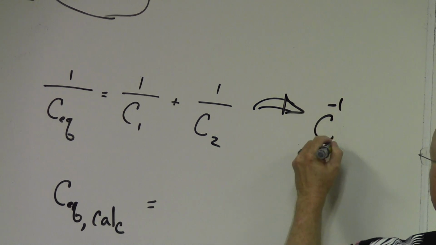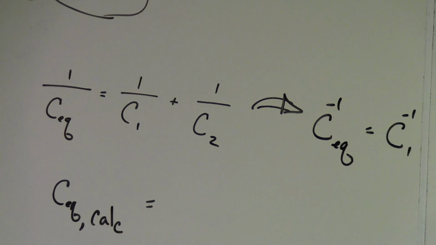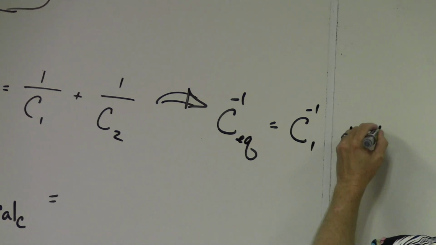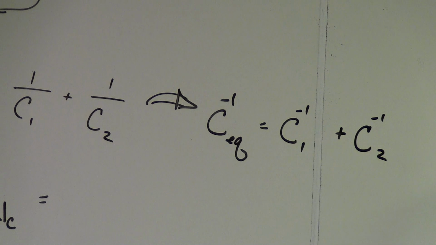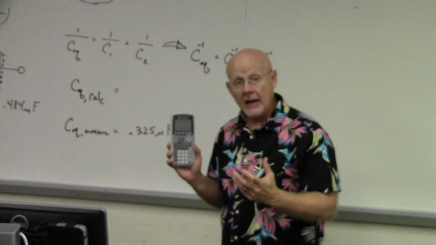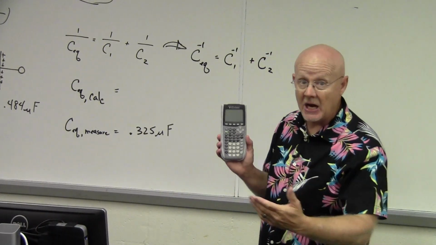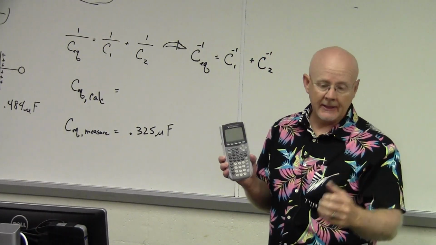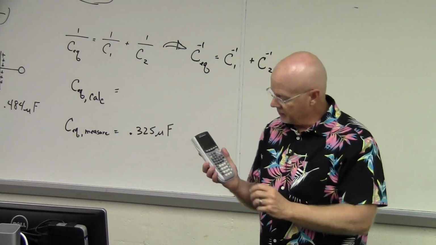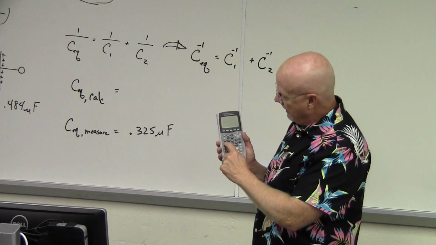The inverse of the equivalent capacitance is the inverse of capacitance number 1 added to the inverse of capacitance number 2. Now, the reason I like that is because these calculators, and I happen to be doing the TI-84 Plus, but whether you have the 83, the 84, the 85, the 86, the 89, or the other brands, they have this nice reciprocal key on here. And on mine, it's just right there, and it means I can do this.